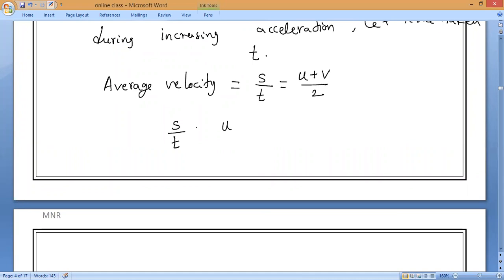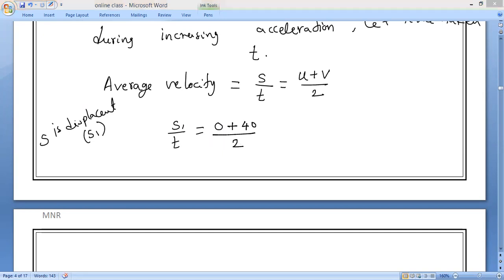So what will come? S by T, which is equals to, so let me consider this is the case 1. So S becomes S1. S is the displacement, which is equals to S1, we can say. So it is traveled only one case. So S1 by T is equals to (u plus v) by 2. U is 0. V is 40. So 0 plus 40 divided by 2. Any doubt in this? No, sir.